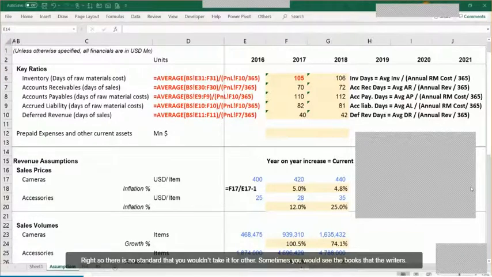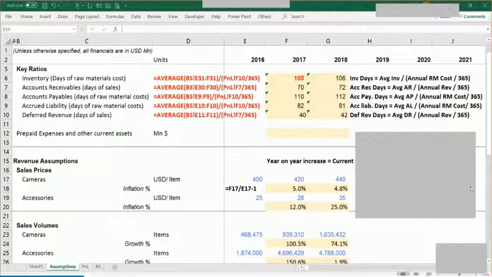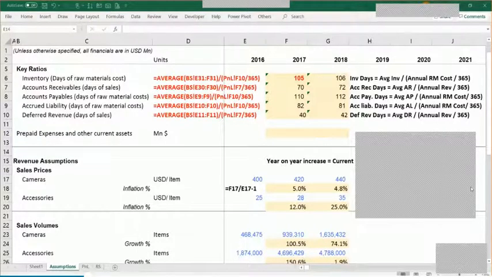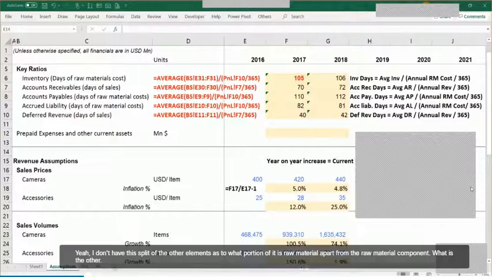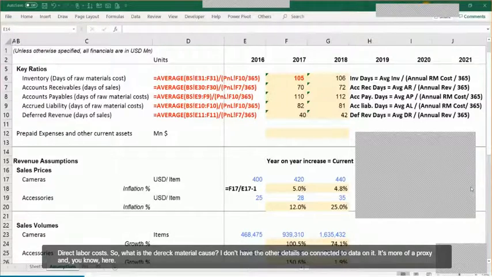Sometimes you would see in the books that writers or authors tend to cover the concept of cost of goods sold. Cost of goods sold is basically going to cover each and every item related to your costing. So it could include your raw material cost plus other cost elements as well. But here I don't have the split of the other cost elements, as to what portion is raw material, apart from the raw material component, what is the other direct labor cost or direct material cost. I don't have the other details, so I've connected it to only raw material cost.